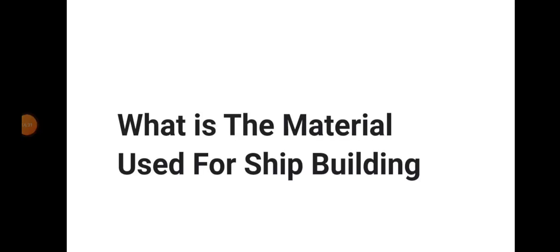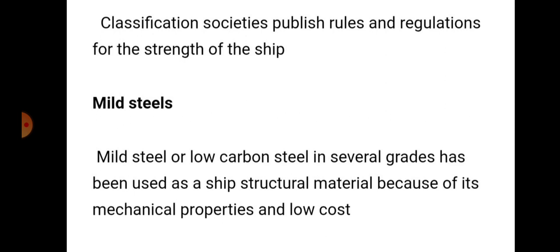So, what are the materials used for shipbuilding? Let's discuss this. The Classification Societies have made and published rules and regulations for the strengthening of ships. Mild steel or low carbon steel in several grades has been used as ship structural material because of its mechanical properties and low cost.